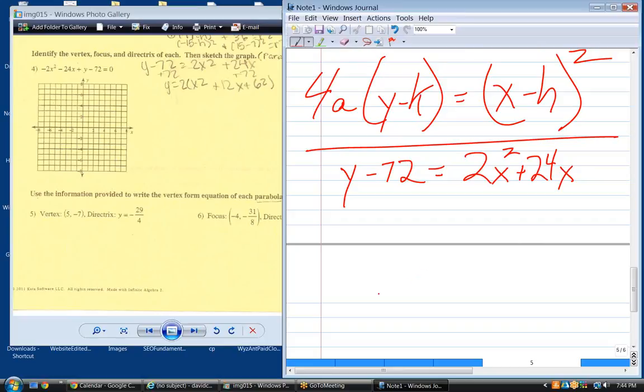Let me think for a moment here. Okay, so how do I complete the square here? In other words, do you understand why we want to complete the square? When I complete the square, I will be able to write it as some x minus h quantity squared. So how do we complete the square of this part right here?